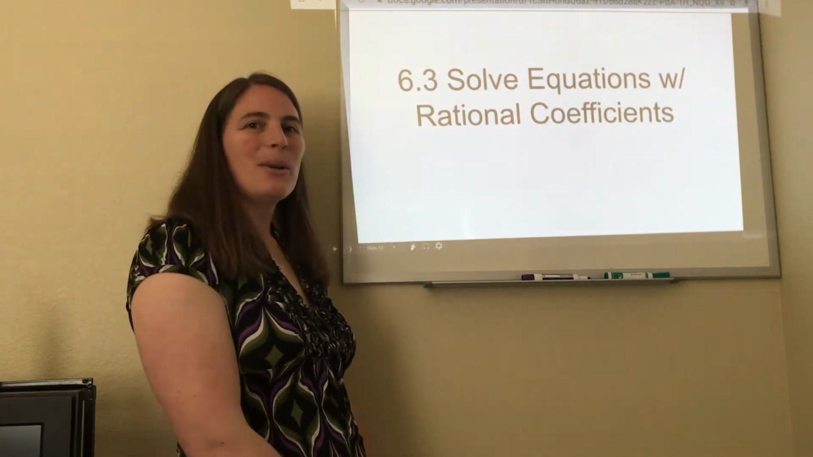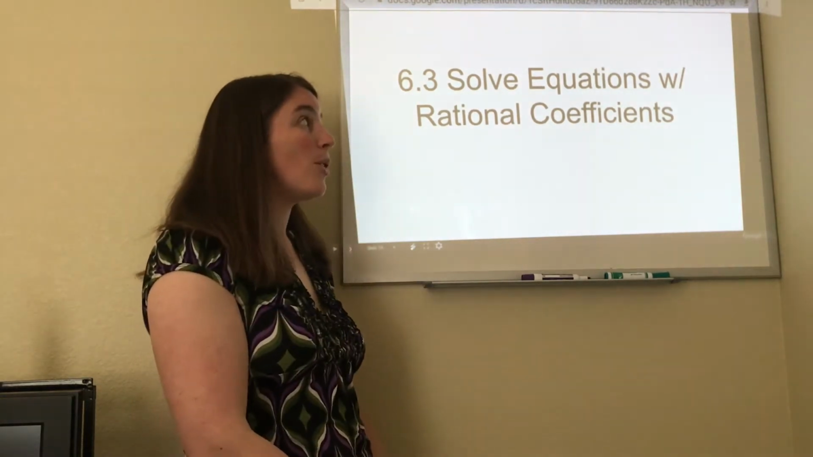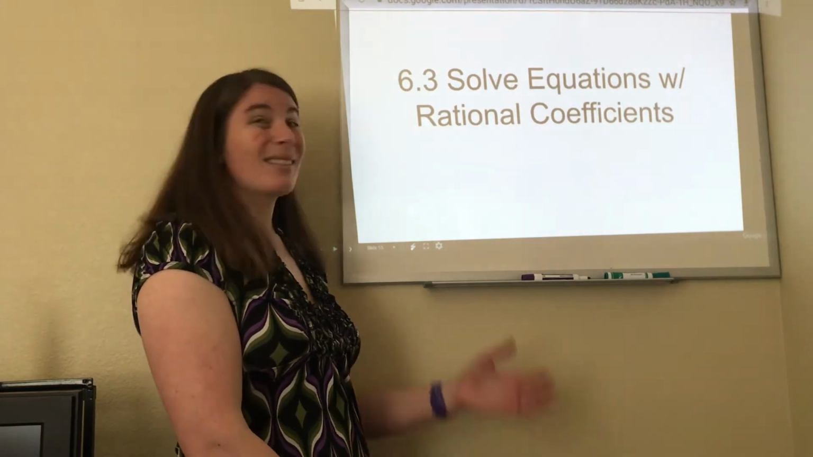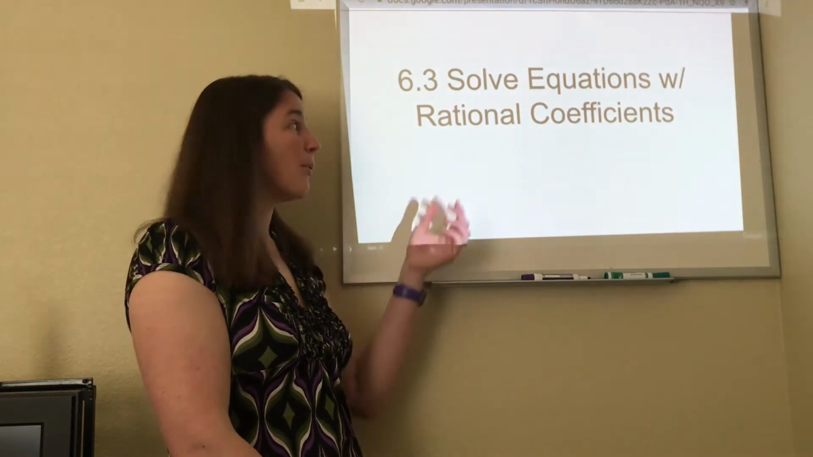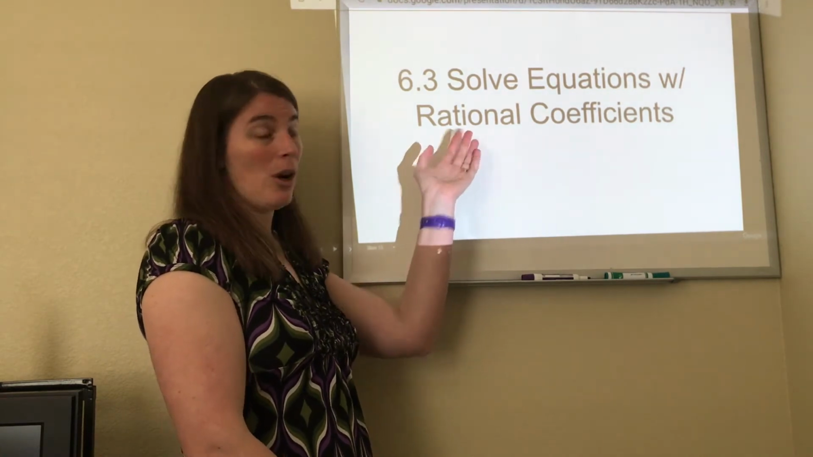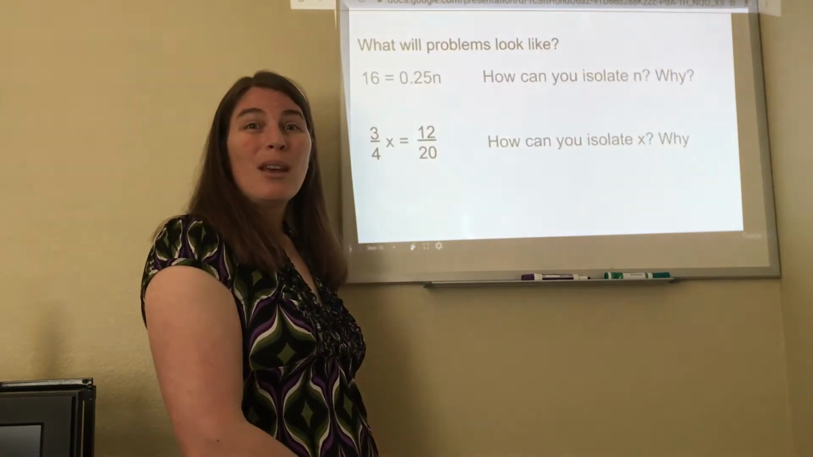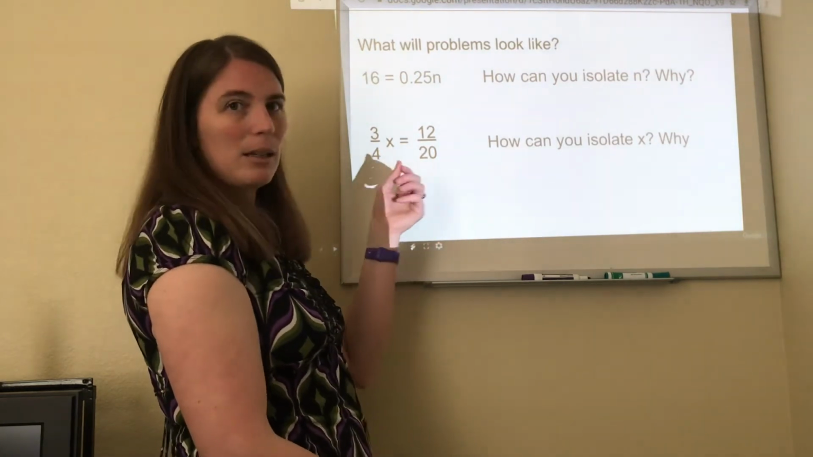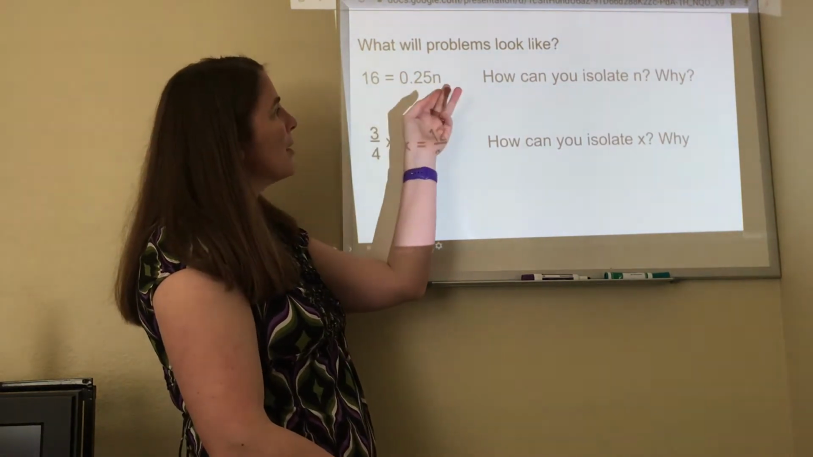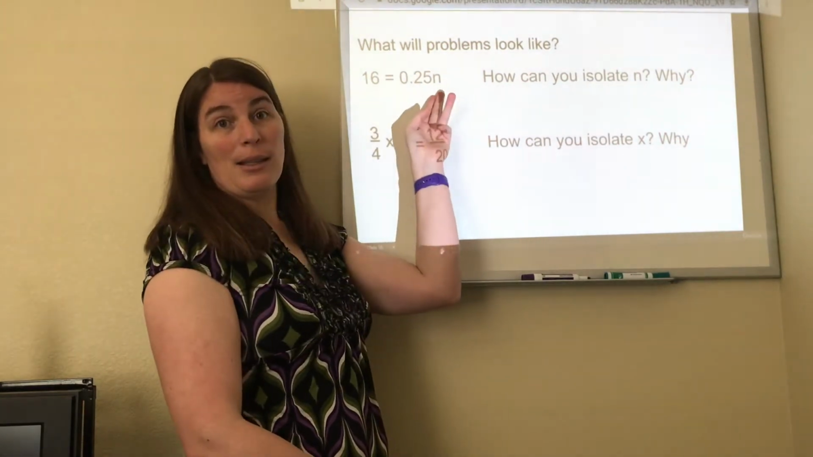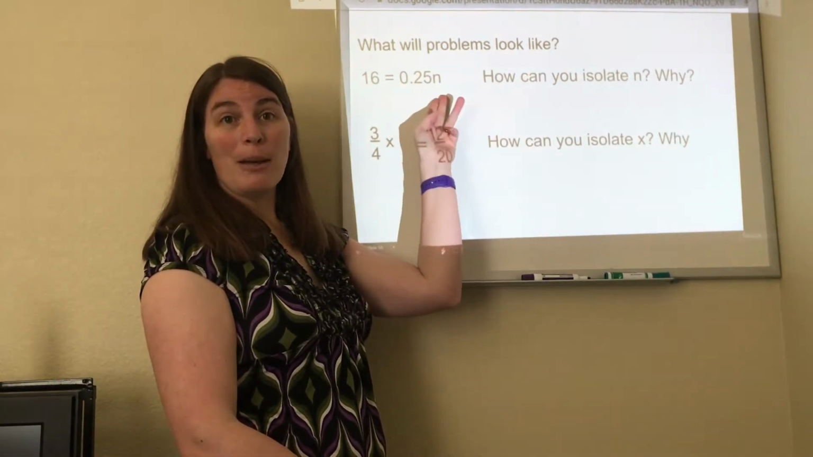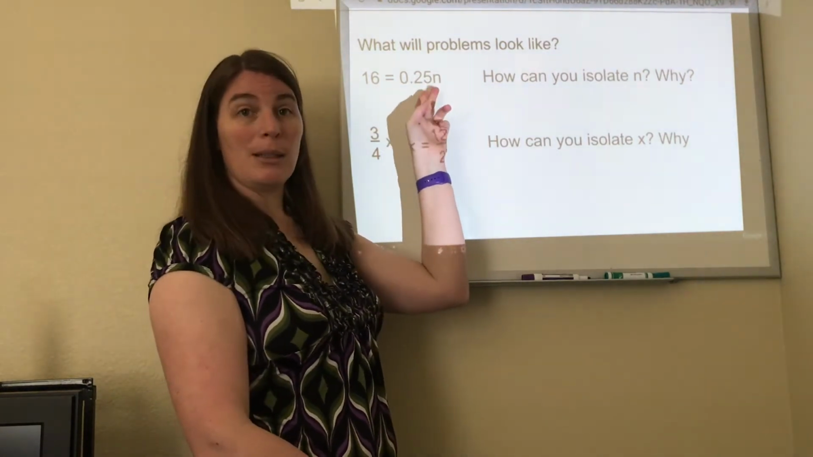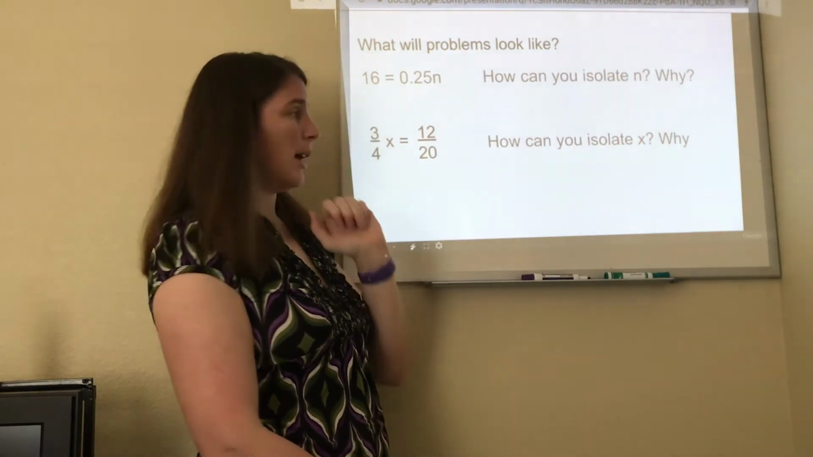Hey class, today we're going to be doing 6.3, solving equations with rational coefficients. Now, it's the same thing as solving equations except our coefficients are going to be rational, which are decimals and fractions. So we kind of did it a little bit before, but in this case, how would we isolate this? This just means that it's being multiplied by 0.25 or 25 hundredths. So then that means we need to divide by 25 hundredths on both sides.